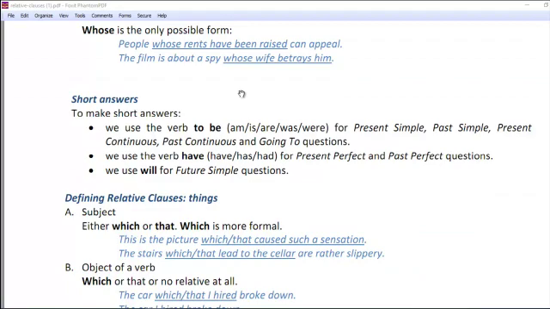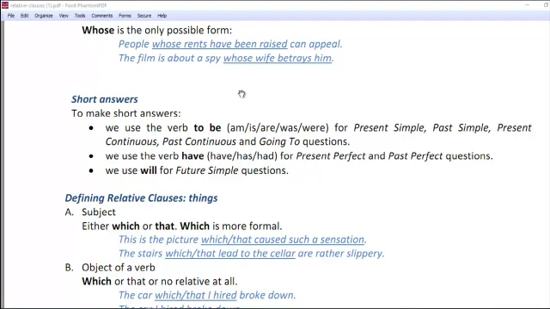To make short answers, we use the verb to be, am, is, are, or was, were, for present simple, past simple, present progressive, past progressive, and going to questions. We use the verb have, has, had for present perfect and past perfect questions. We will use will for future simple questions.